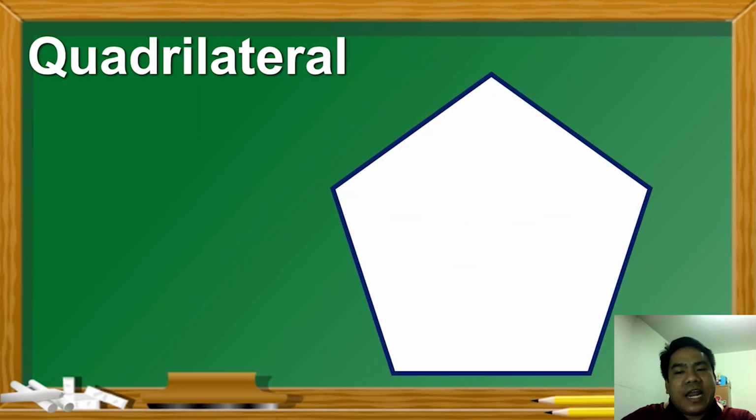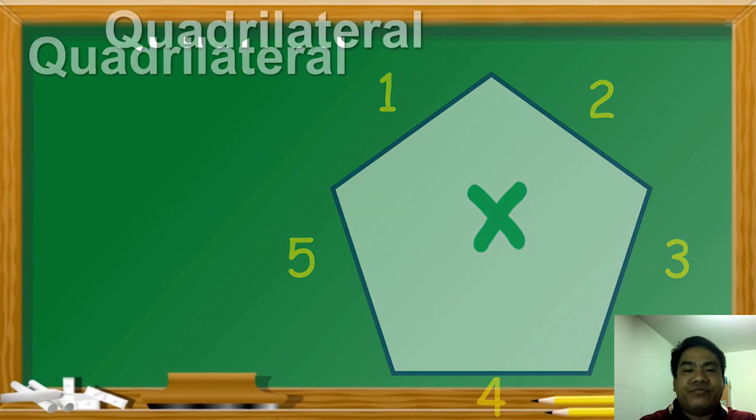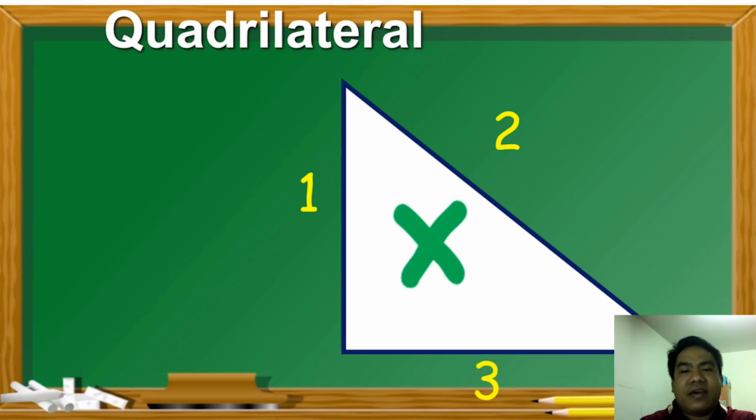Let us check if you can answer this one. Is this a quadrilateral? Okay, this is not a quadrilateral. It has 5 sides. 1, 2, 3, 4, 5. So this one is a pentagon, because it has 5 sides. So it is not a quadrilateral. Okay, next we have this one. It is a triangle. So it is not a quadrilateral. It has 3 sides.